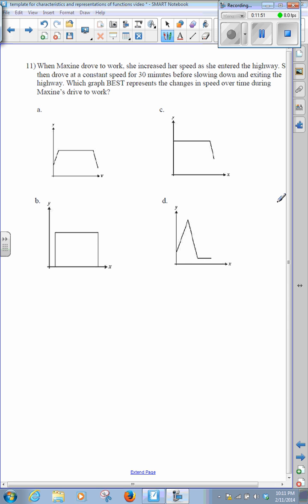Number 11. So Maxine increased her speed as she entered the highway, then drove at a constant speed, and then slowed down to exit the highway. So which one represents that? So this one shows a gradual increase. The flat means she traveled at a constant speed, and then she slowed down. The answer is A.